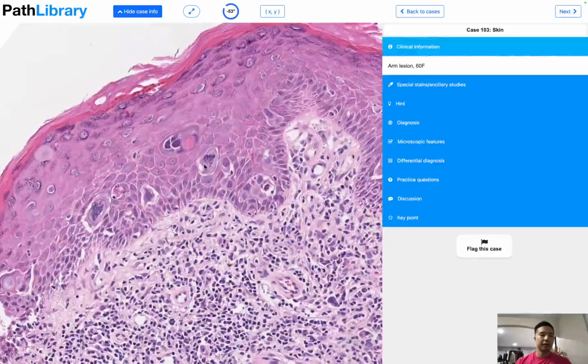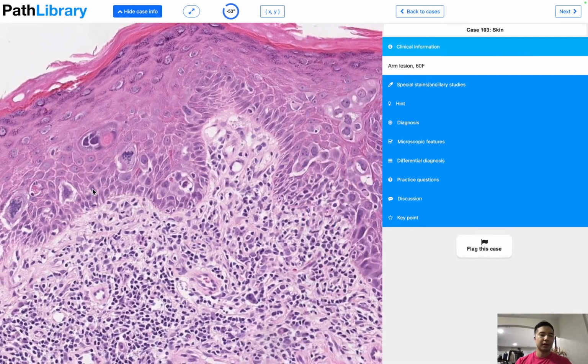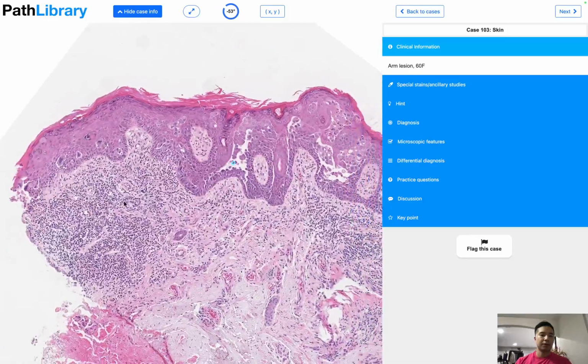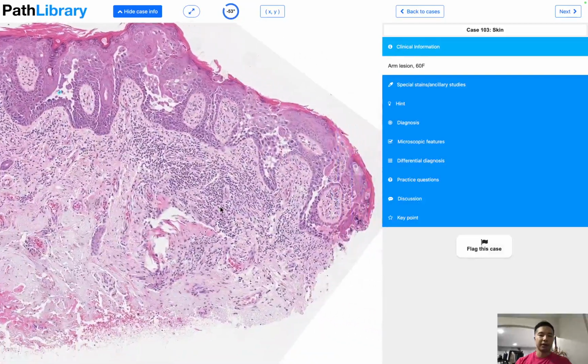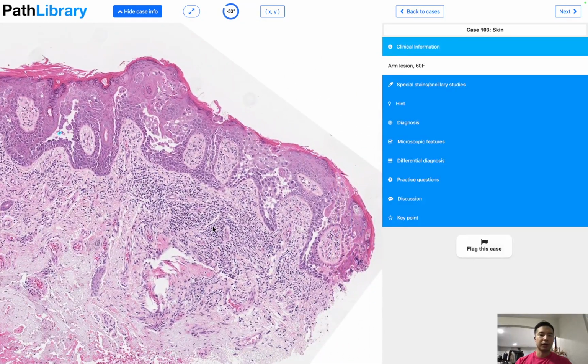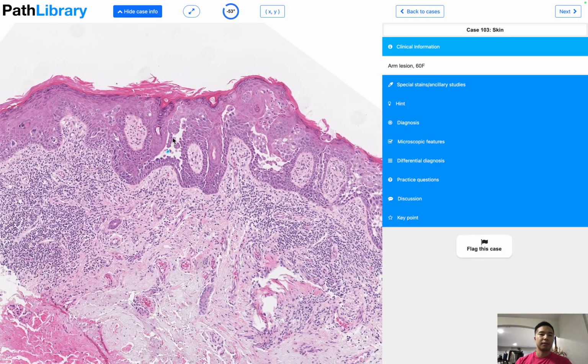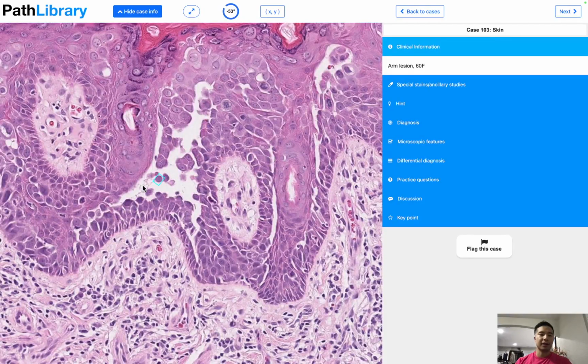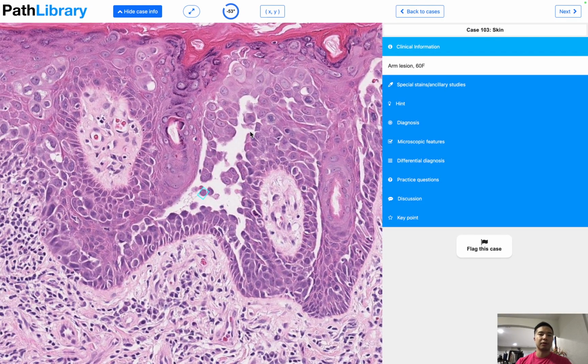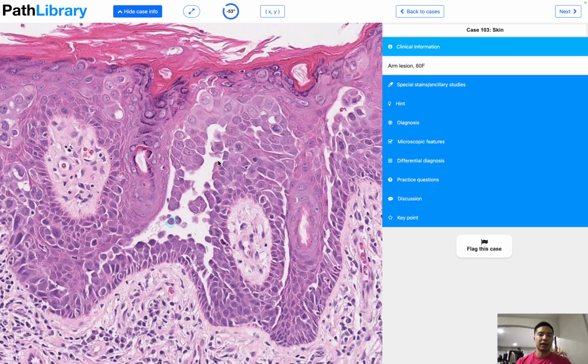here, here, as well as a dermal inflammatory reaction. So my differential here is an acantholytic dyskeratotic condition like Grover's, Hailey-Hailey, Darier. But the thing is, you see acantholysis, but you don't see any corps ronds and grains.